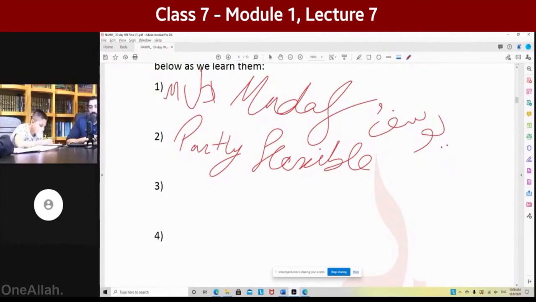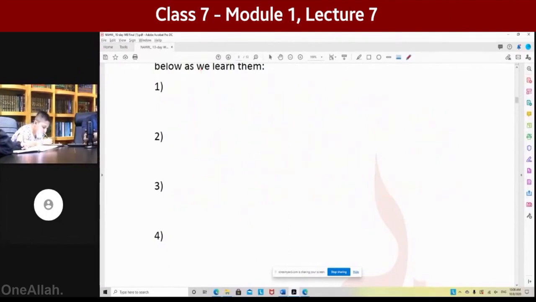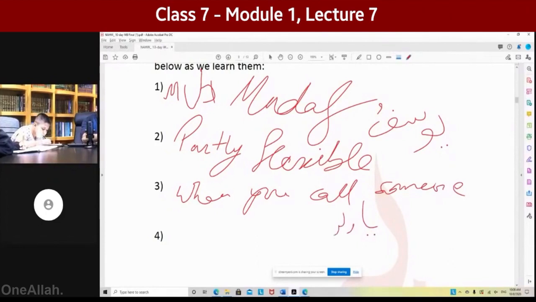Okay, partly flexible. Then the third one is when you call someone. I gotta write it clearer. Waladu. When you call someone. We didn't do the fourth one yet.